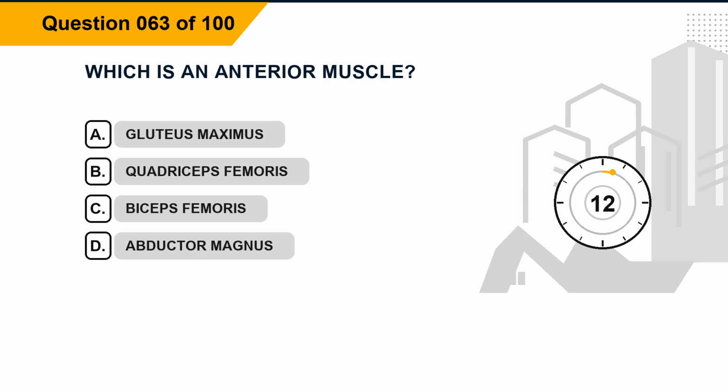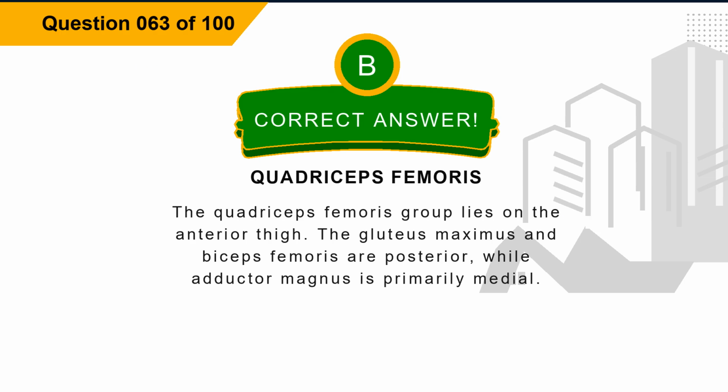Question 63. Which is an anterior muscle? Option A, gluteus maximus. Option B, quadriceps femoris. Option C, biceps femoris. Option D, adductor magnus. The correct answer is option B, quadriceps femoris.